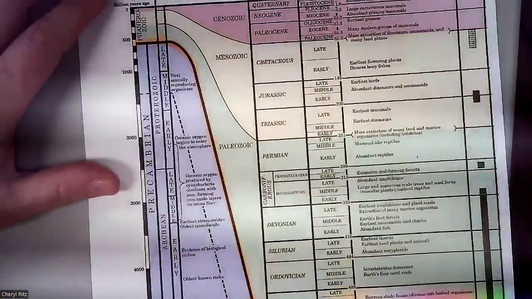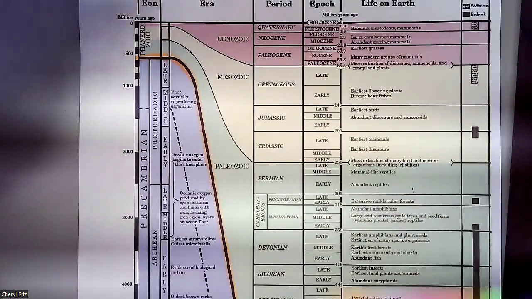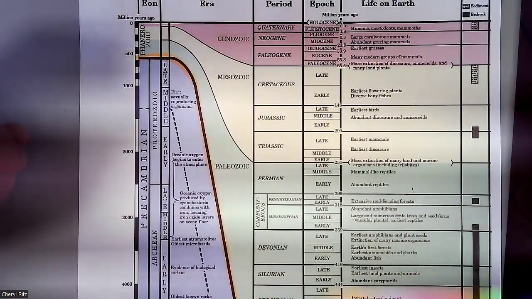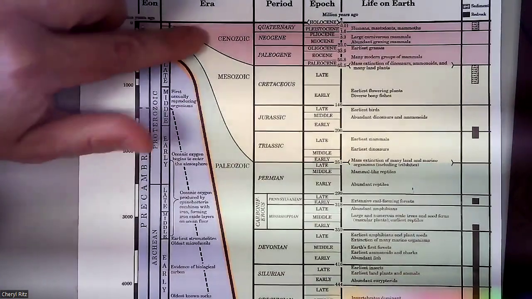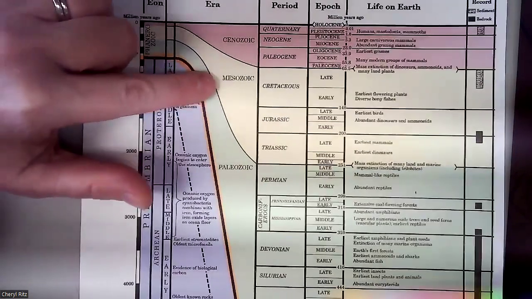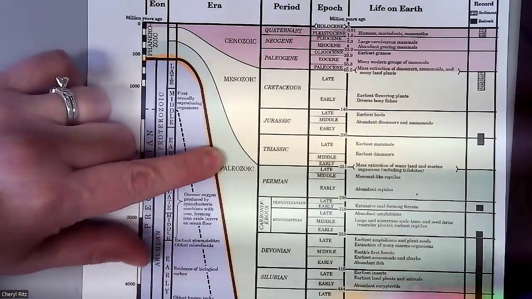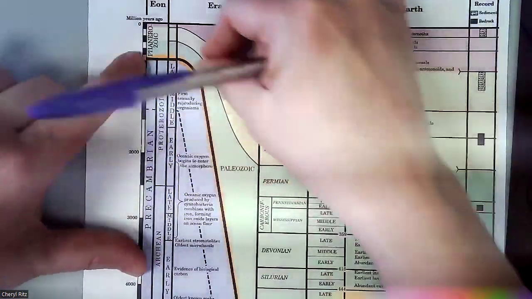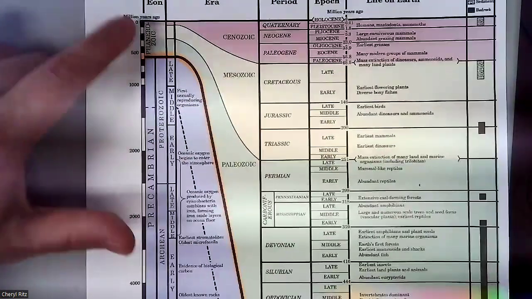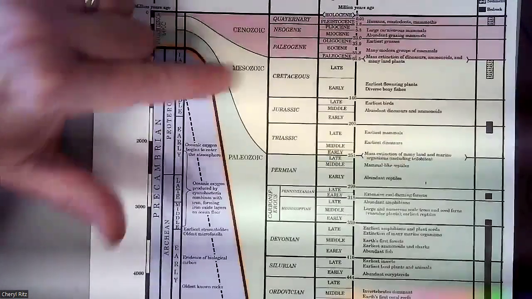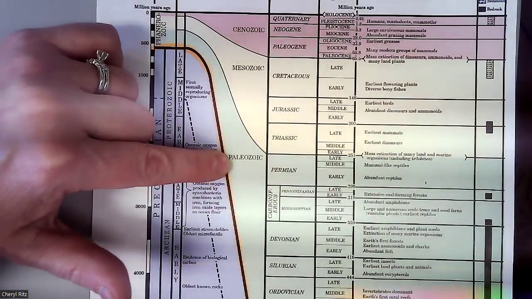All right, next one. Name the 3 eras of the Phanerozoic. Allison, you get that one? Mesozoic, Paleozoic. I'm not going to bother writing them. Hopefully you had them. So these 3 are the 3 eras of the Phanerozoic: Cenozoic, Mesozoic, Paleozoic.